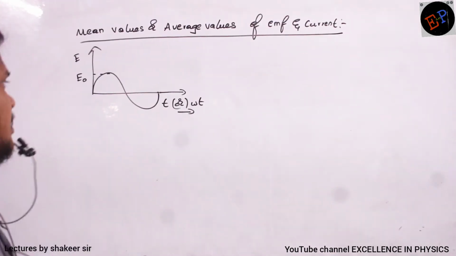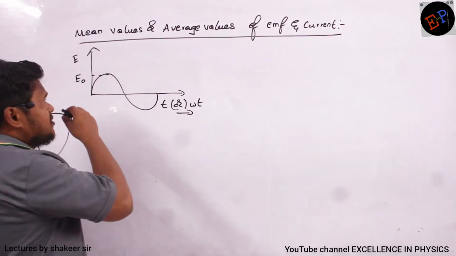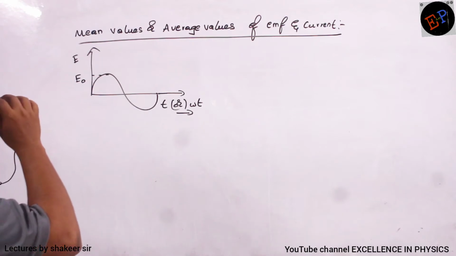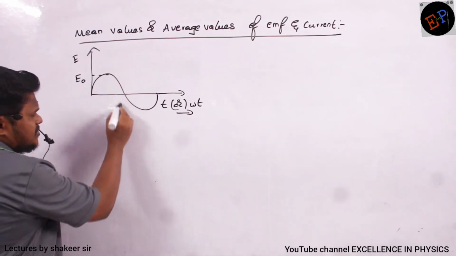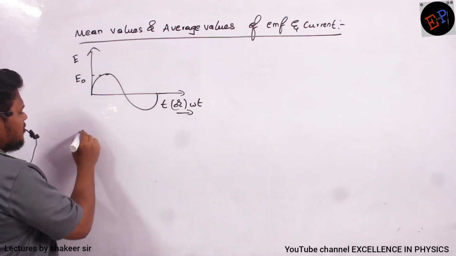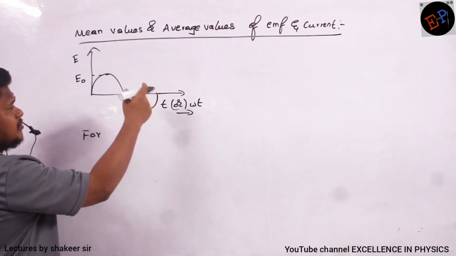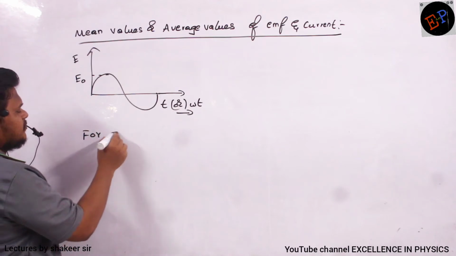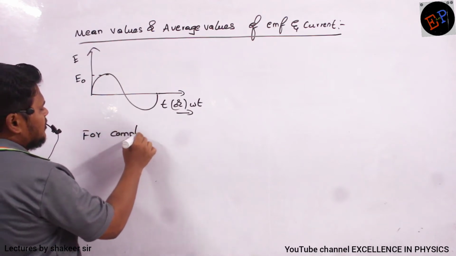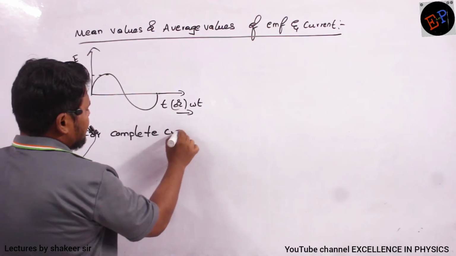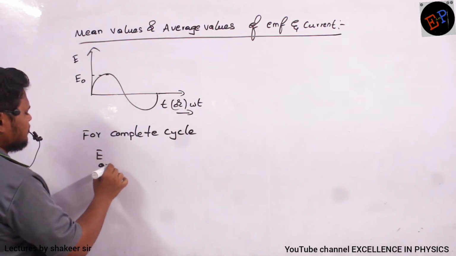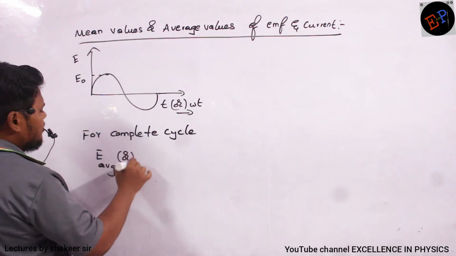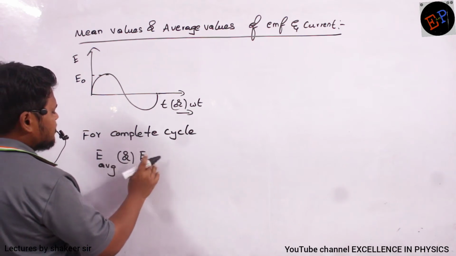See, ma. So next concept which you are studying is mean value or average value of EMF and current. Okay, ma? See, ma, for this complete cycle, can you say what will be the average value of current or what will be the average value of EMF? Anybody? For complete cycle. Okay, ma? E average, or you can write E mean value, will be how much?